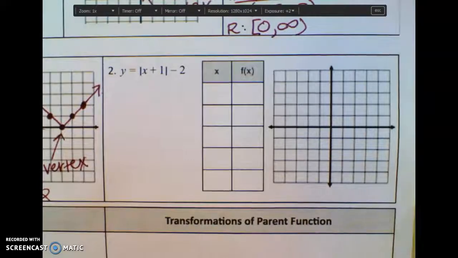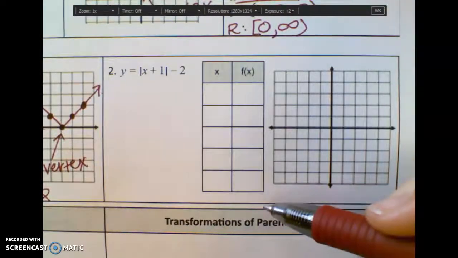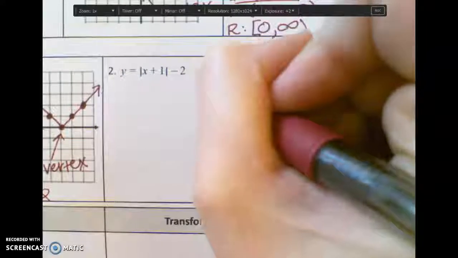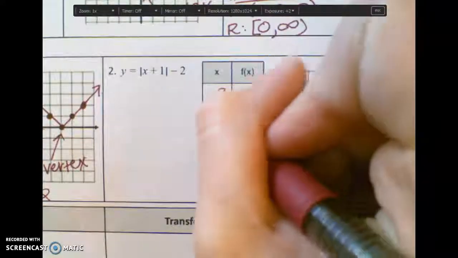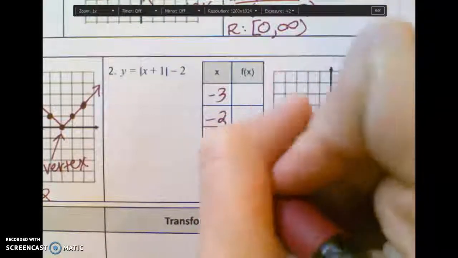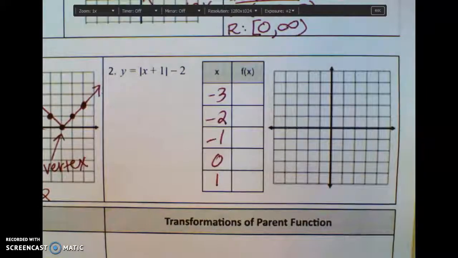All right, so on this, we need to find our y values. So let me give you the x's. We want negative 3, negative 2, negative 1, 0, and 1. Take a second and pause the video and find your y values.